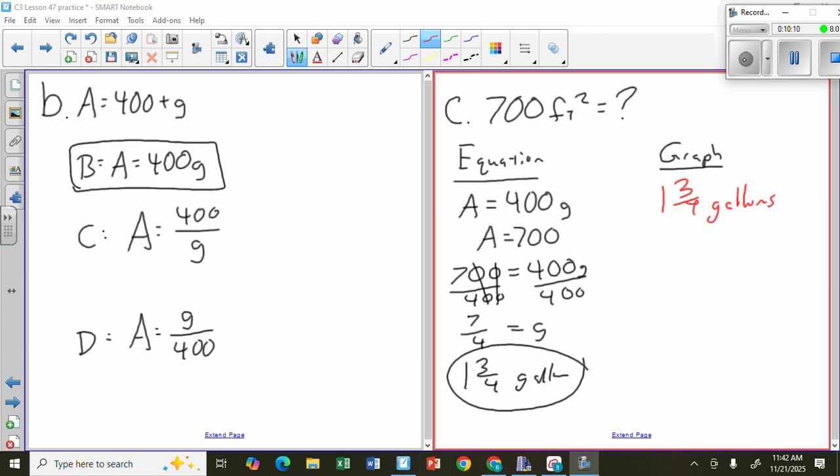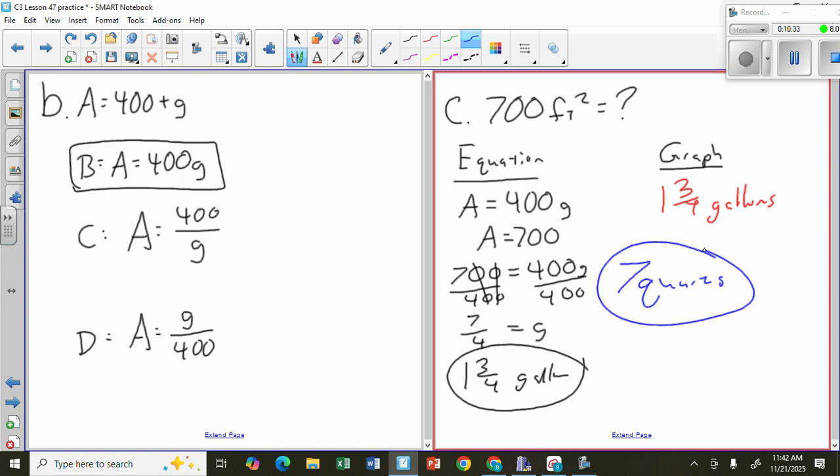So now, looking at C, is there anything we did wrong? Yeah, they're not asking for how many gallons, they're asking for quarts. So if 1 quart is 1/4, what's going to be my final answer? 7 quarts. 4 for the gallon, and then 3/4 makes 3 more quarts, 7 quarts.